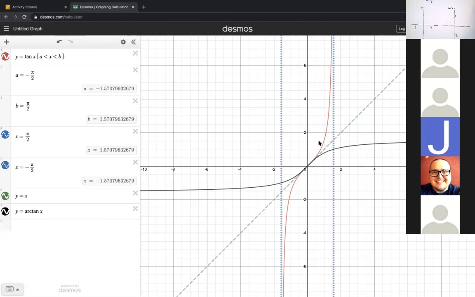The original tangent is in red that we've restricted down to this domain. And you can see that the black curve is the same as the red curve, but mirrored across this line, the green dashed line, y equals x. So that's tangent and arctangent in a nutshell. We should go back to the paper maybe and consider things like the domain and the range.